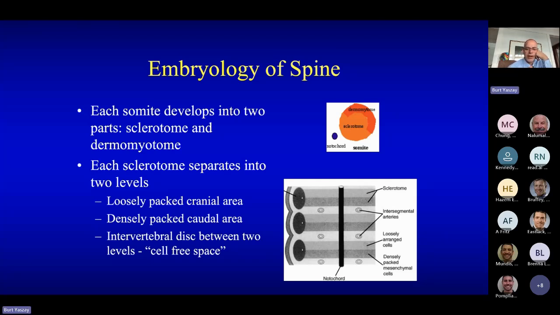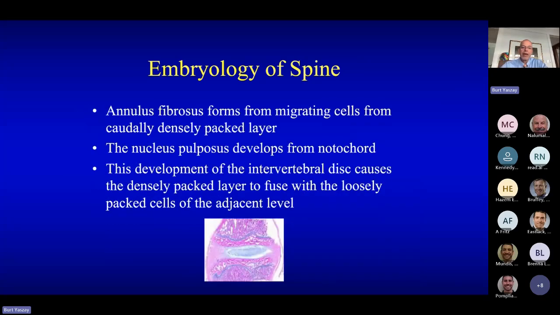Each sclerotome then separates into essentially two levels, a loosely packed cranial level and a densely packed caudal area. And it's this separation and the space in between that actually forms the intervertebral disc, and it's essentially a cellular free space. In terms of the annulus fibrosis, it's formed from migrating cells from the caudally densely packed layer. The nucleus pulposus is developed from the notochord.